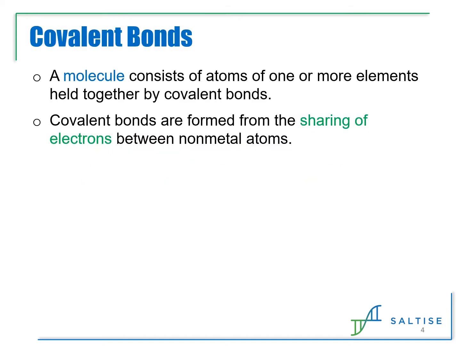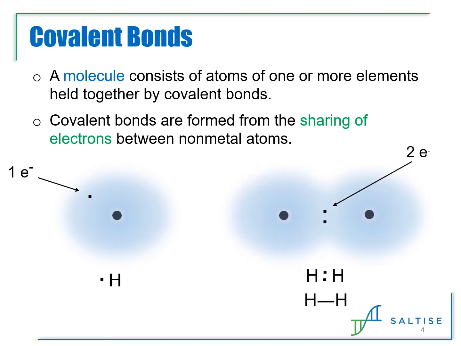Recall that a molecule consists of atoms of one or more elements held together by covalent bonds, and covalent bonds are formed from the sharing of two electrons between non-metal atoms. In order for electrons to be shared, the electron clouds of the atoms must overlap. Here we have a hydrogen atom, and inside the hydrogen atom there is one electron. When two hydrogen atoms come together, the two electrons can be shared between the two atoms, and together it would form a covalent bond to create a hydrogen molecule.